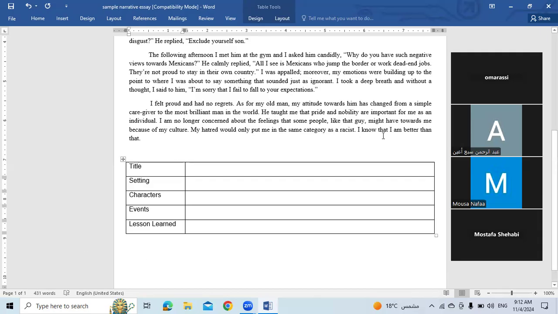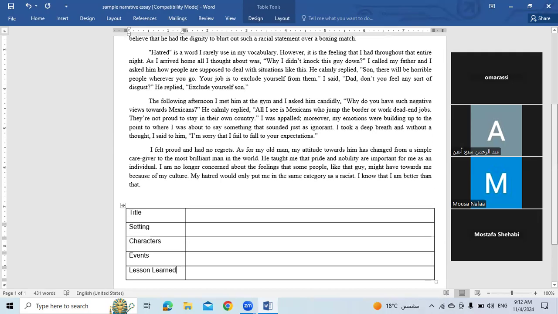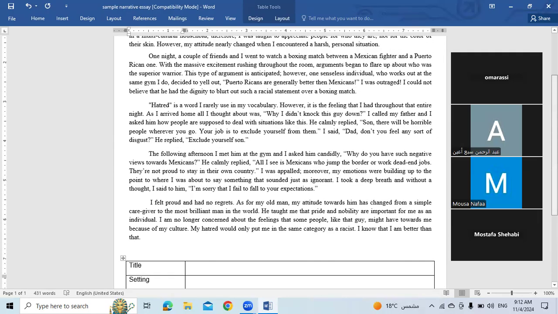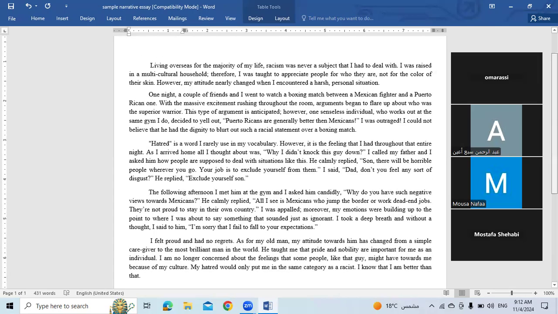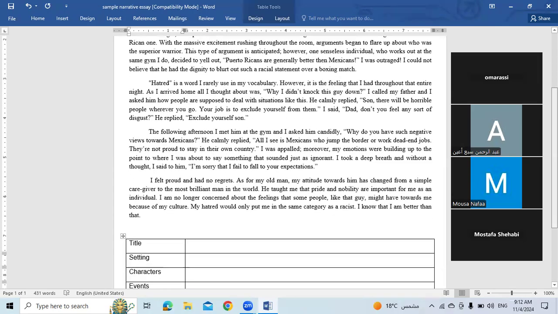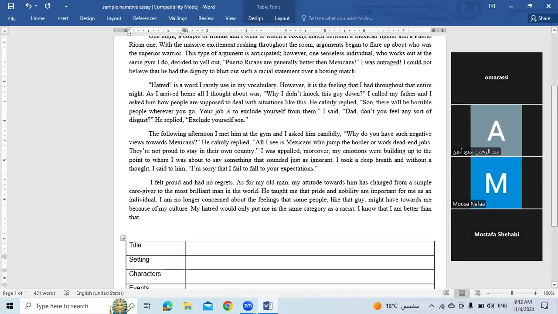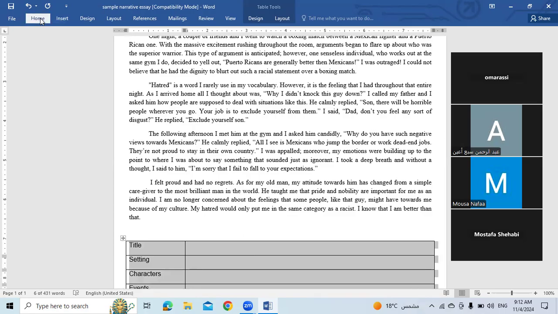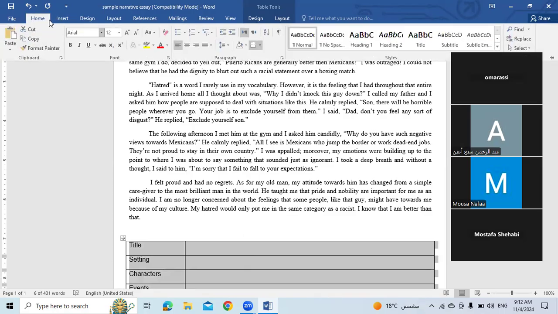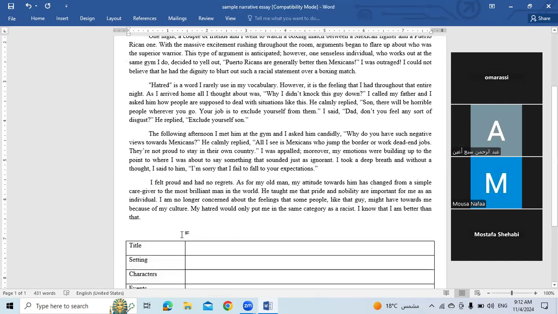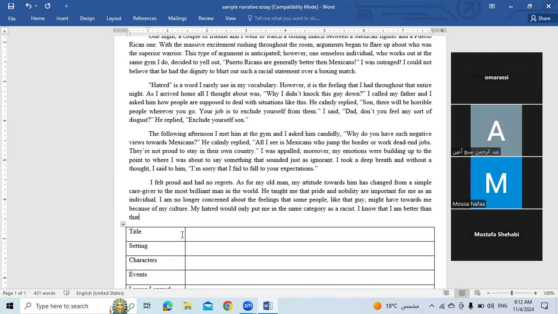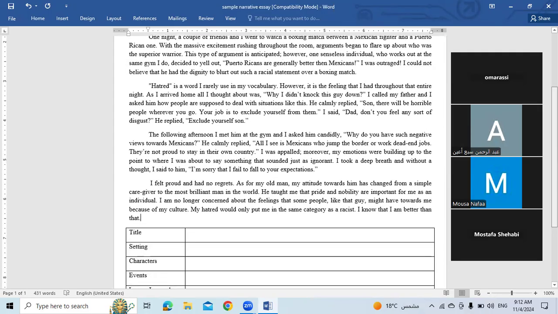Fine. We want to write in our copybook. Now I want you to outline the story by following this table. So use the table to outline the story above, but let me change the handwriting a little bit, Times New Roman. Let me have it clear for you. Okay, so this is the story and this is the outline.